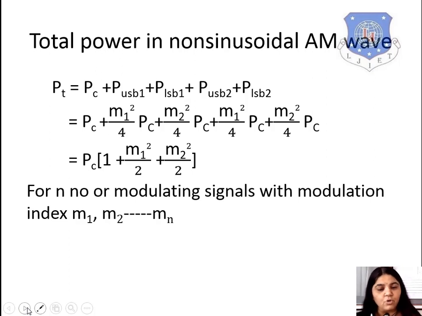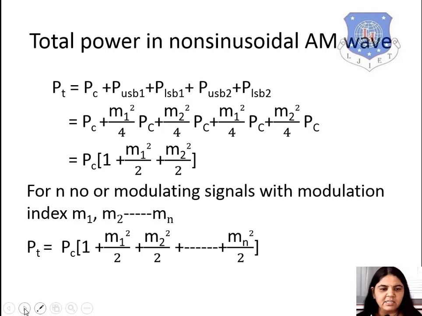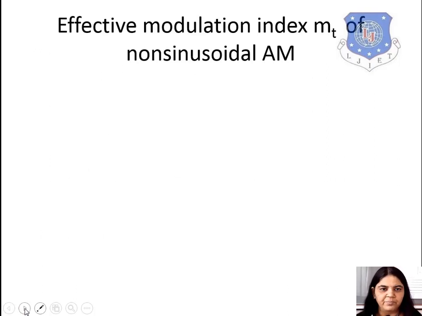Now if more than one modulating signal is there, having modulation indices M1, M2, up to Mn, then what is the total power required? The total power required is PT equal to PC in bracket 1 plus M1 square by 2 plus M2 square by 2 plus dash Mn square by 2. So this is the formula for the total power in non-sinusoidal AM wave.